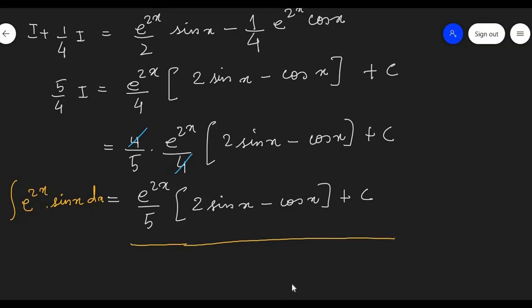I hope you understood how we have solved this problem. The solution of integration of e raised to 2x into cos x will be calculated just like this. You will first use integration by parts, and again you will have to use integration by parts one more time. So keep practicing. Let's meet in the next video.